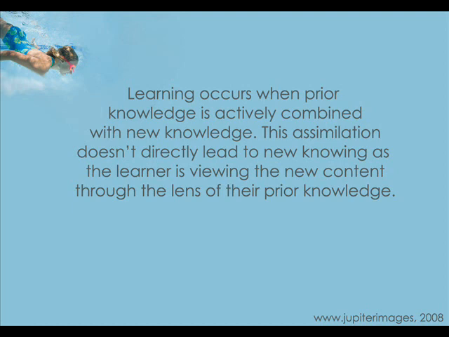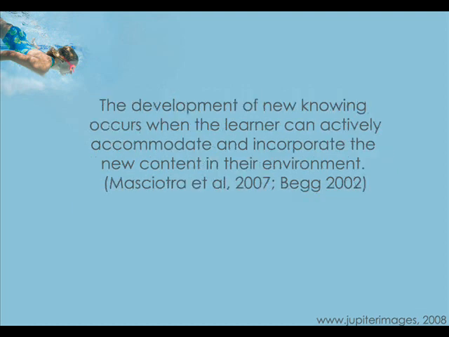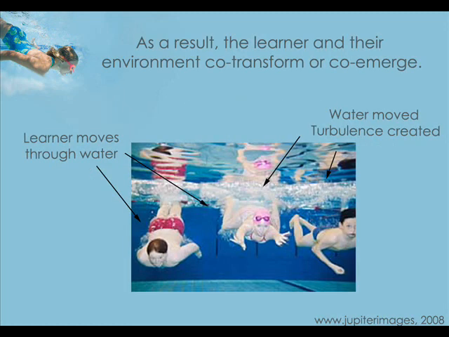This assimilation doesn't directly lead to new knowing as the learner is viewing the new content through the lens of their prior knowledge. The development of new knowing occurs when the learner can actively accommodate and incorporate the new content in their environment. As a result, the learner and their environment co-transform or co-emerge.